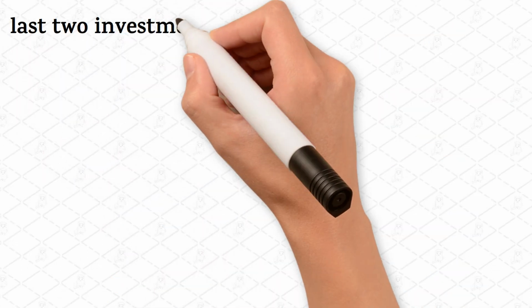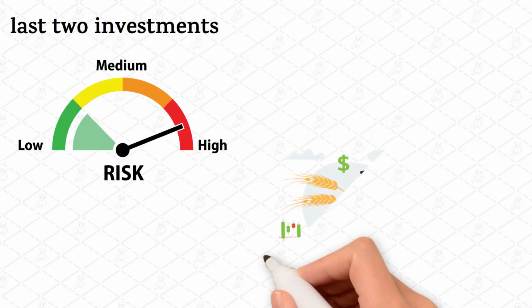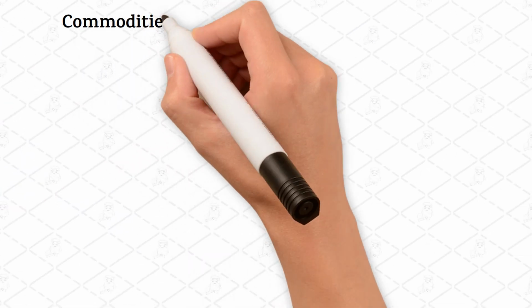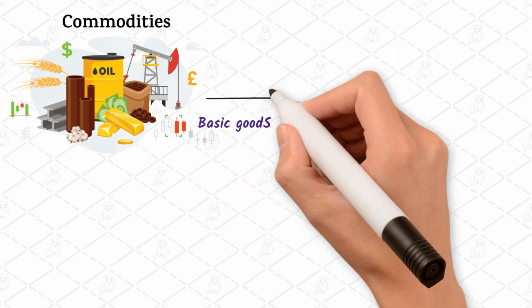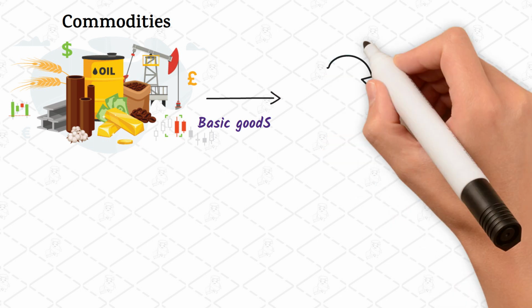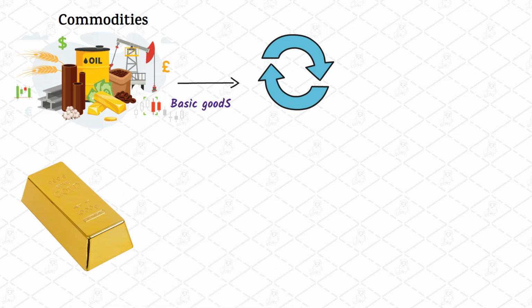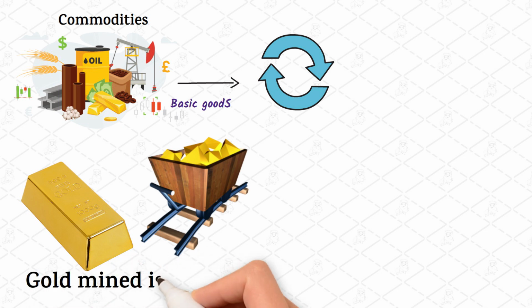The last two types of investments we'll talk about in this lesson are generally the riskiest. These are commodities and cryptocurrencies. Commodities are things like gold and silver, but they can also be things like wheat and oil. The main definition of a commodity is that it's a basic good that is interchangeable with other goods of the same type. For example, a bar of gold mined by one company is essentially the same as a bar of gold mined by any other company, as long as they're held to the same standard of purity.